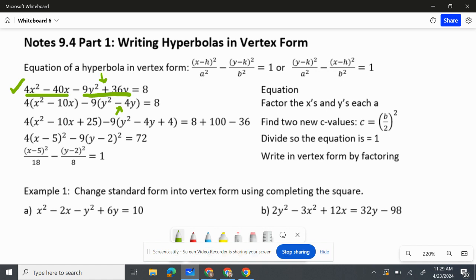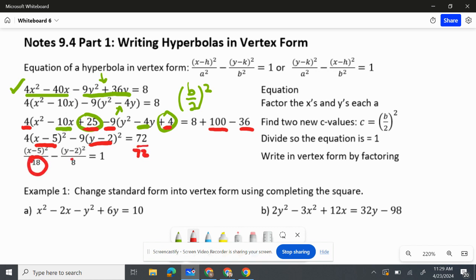Then we find our new c value. Remember, we take our b value, divide it by 2, and square it. So negative 10 divided by 2 squared gives us 25. Negative 4 divided by 2 and squared gives us 4. Then we take the 4 and the 25, which gives us 100. The negative 9 and the 4 gives us negative 36. We factor, and then we divide it by 72 at the very end to get 18 and 8 as our denominators.